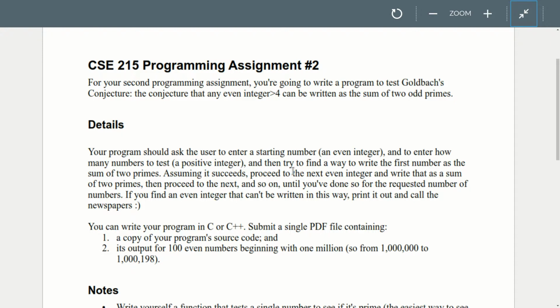But the goal is you run your program, you can say I want to start from 1,000,000, I want to test 100 numbers, and it just writes out 1,000,000 equals this plus that, 1,000,002 equals this plus that, and so on.